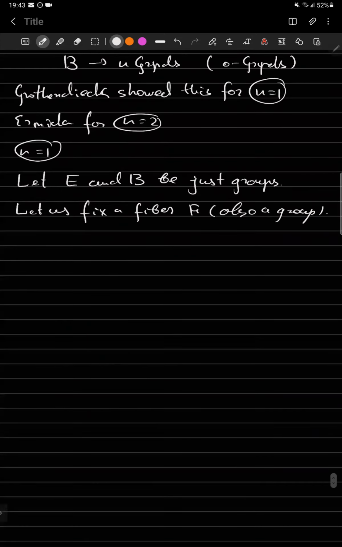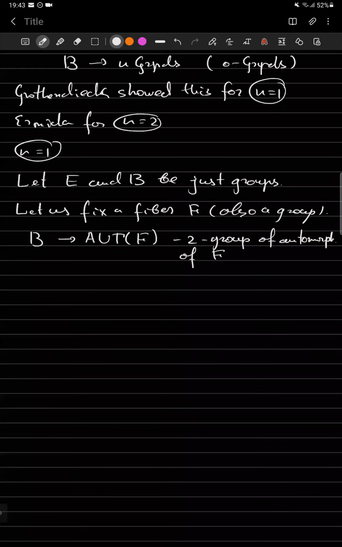And then we get a functor which has its image in the following two-group. So we get functors which classify extensions, and those functors are functors from B to this Aut of F. And this is a two-group of automorphisms of F. What a two-group is, well, it's just a two-groupoid with one object. We have just one object, morphisms, which are all invertible, and morphisms between morphisms, which are also all invertible.